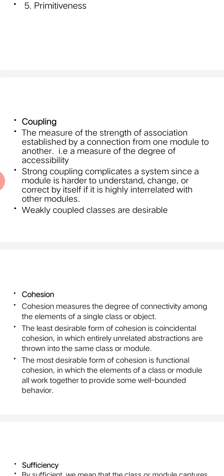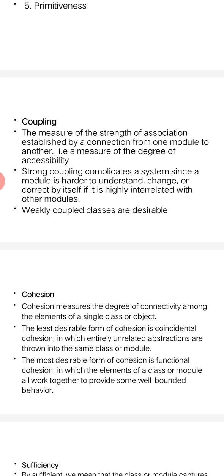The most desirable form of cohesion is functional cohesion. In this, the elements of a class or a module all work together to provide some well-bounded behavior. In coincidental cohesion, we have to identify the unrelated abstractions. But the important thing is functional cohesion, in which the elements work together to provide some well-bounded behavior.